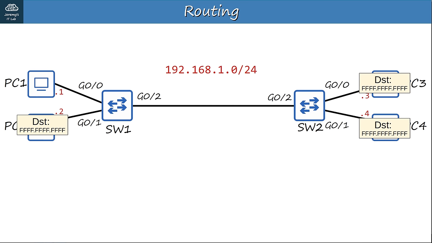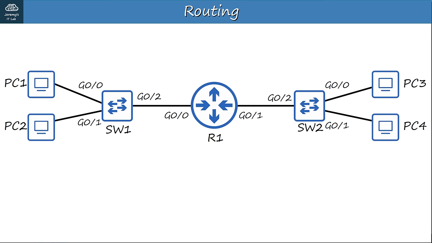Now, what if I put a router between switch 1 and switch 2? Now I've put R1 in between the two switches. Now instead of one network, the PCs have been split into two networks. Let's say switch 1, PC1, and PC2 are still on the 192.168.1.0/24 network. But now switch 2, PC3, and PC4 are on the 192.168.2.0/24 network, with PC3 being 192.168.2.1 and PC4 being 192.168.2.2.